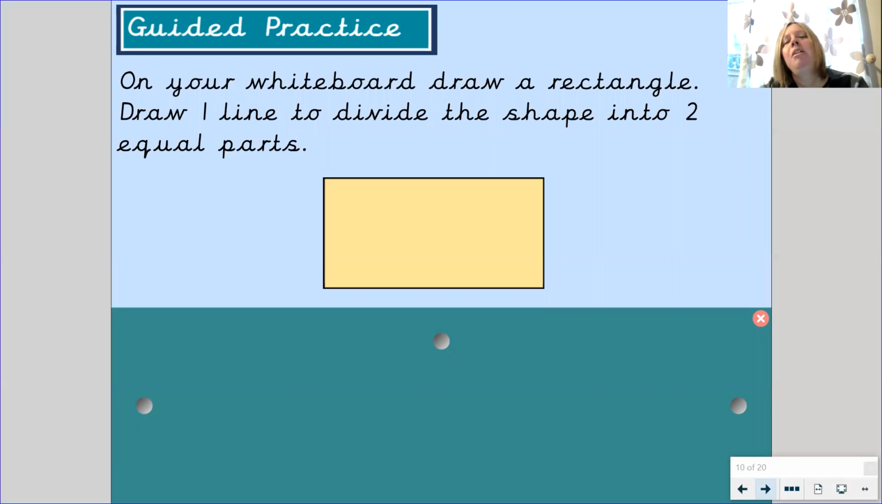On your whiteboard, I would like you to draw a rectangle. I want you to draw one line to divide the shape into equal parts. So what you need to do is, on your whiteboard, draw a rectangle. A rectangle has 4 sides, 2 sides which are long and 2 sides that are short. Then I want you to draw one line to divide the shape into 2. There are lots of different ways that you could do this. Pause your video and have a go at this now.